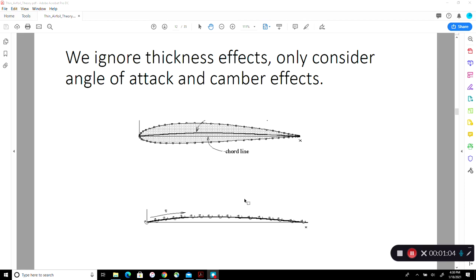If you want to include the thickness effects, there is indeed a theory called a panel method, which we would cover in a later video.